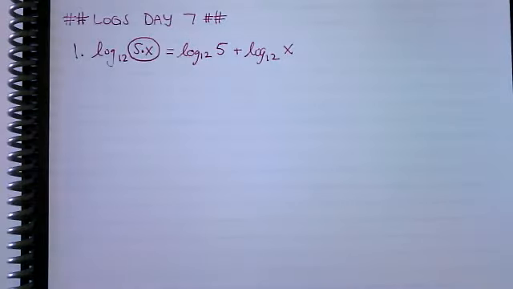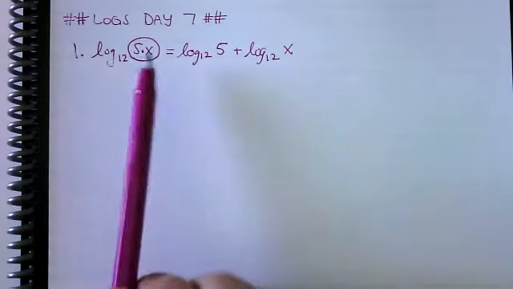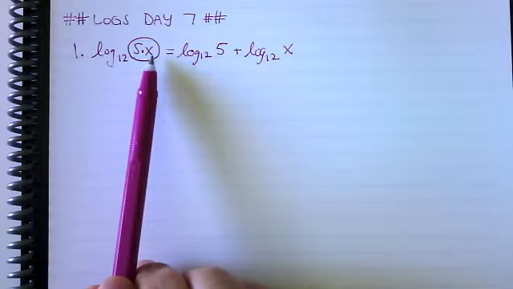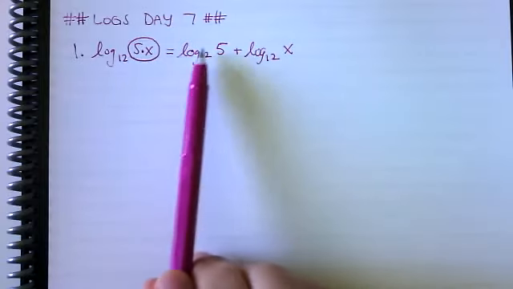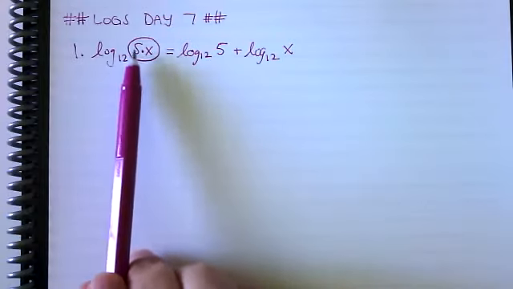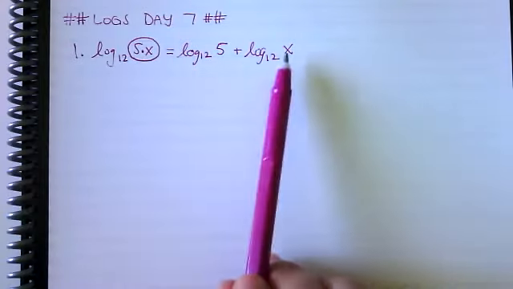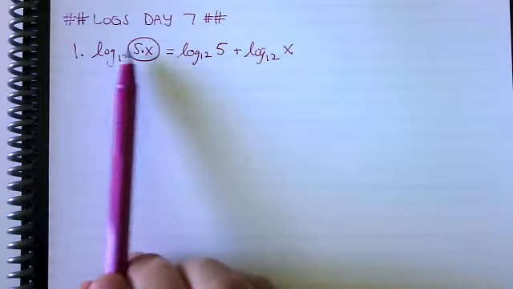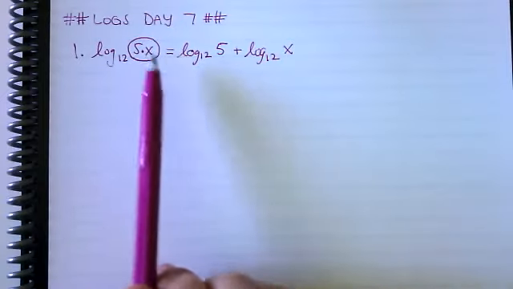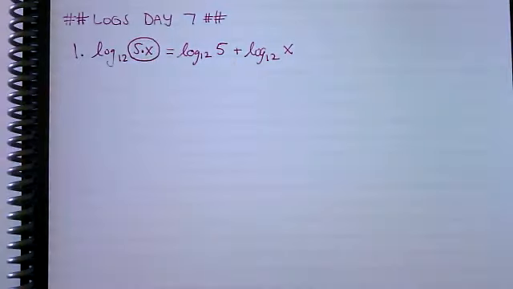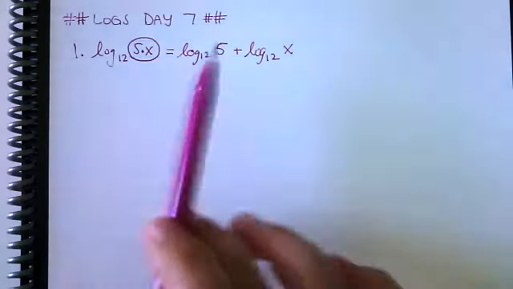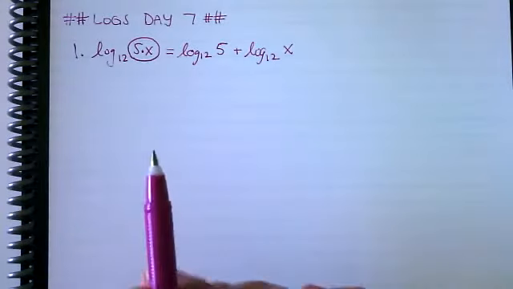An easy way to figure out how many logs you should have is how many terms do I have here? I have two terms, so I should have two separate logs. I have one log with the 5, one log with the x, and then we just have to figure out what this operation is turning into. Multiplication turns into addition. That is our product rule because product is multiplication.